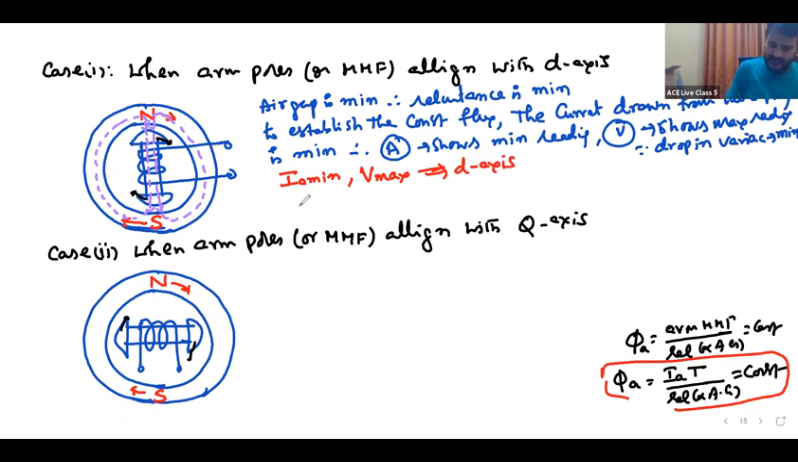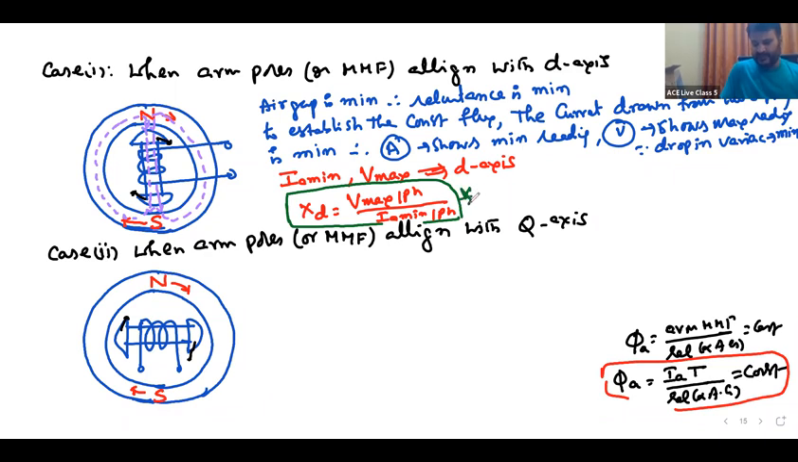Therefore, what is XD? XD is equal to V maximum per phase divided by IA minimum per phase. That is XD, the direct axis reactance.